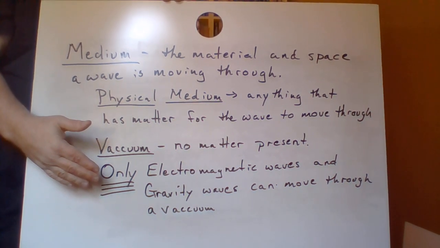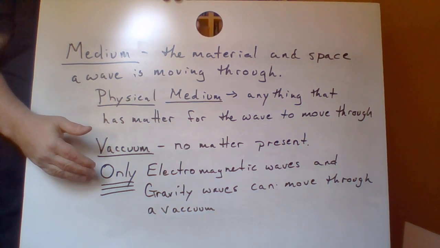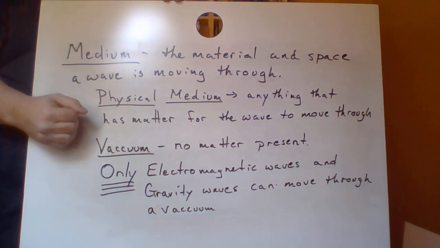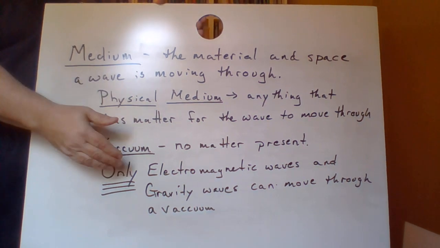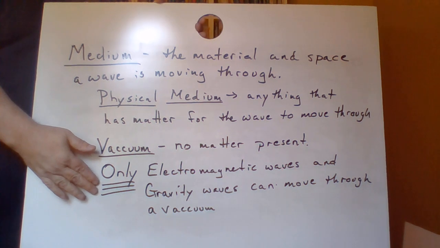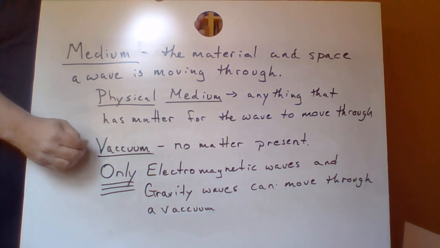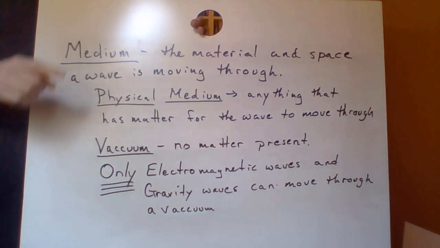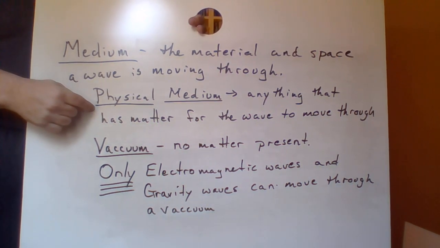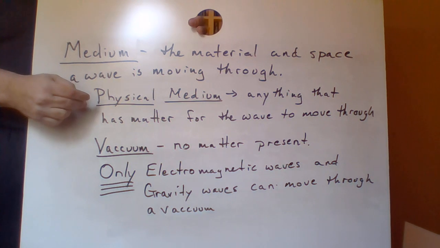Sure. Electromagnetic waves go through glass. Electromagnetic waves travel through wires. So they can go through physical mediums, but they're the only ones that don't require a physical medium for them to be transmitted from one place to another. Okay? If the wave can only be transmitted via a physical medium, we call it a mechanical wave. Sound is a mechanical wave.